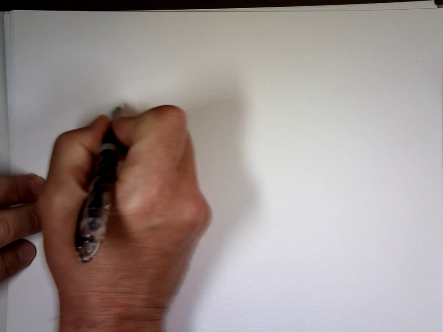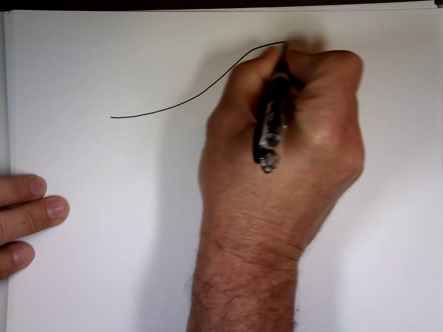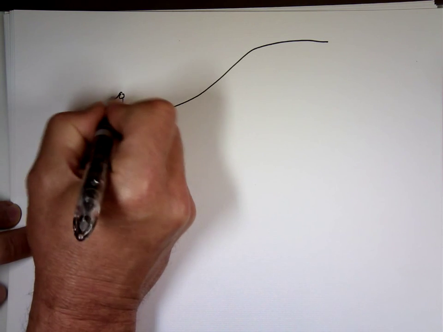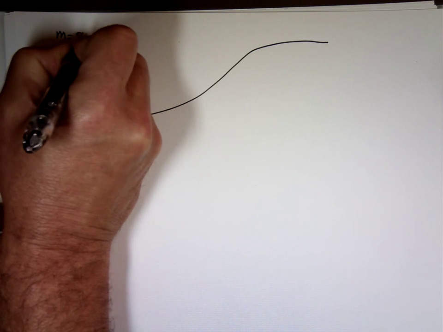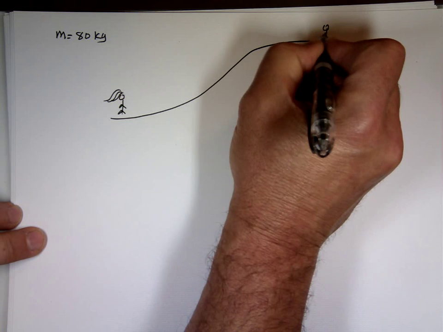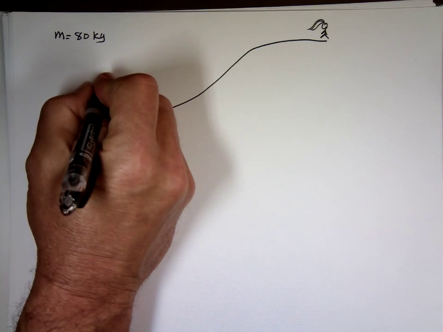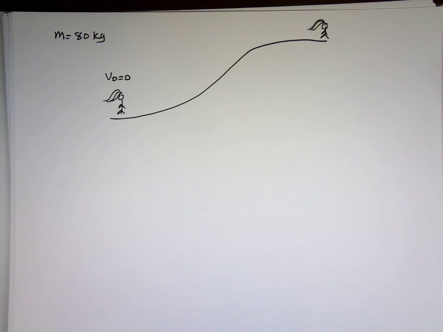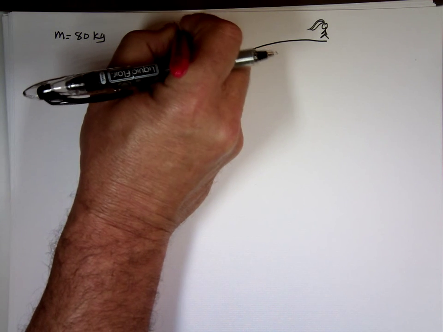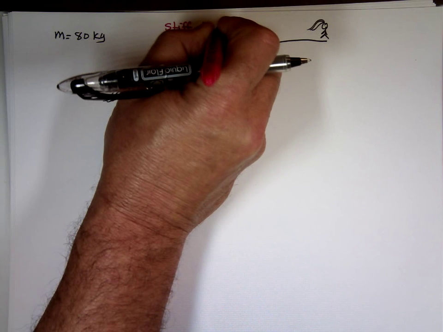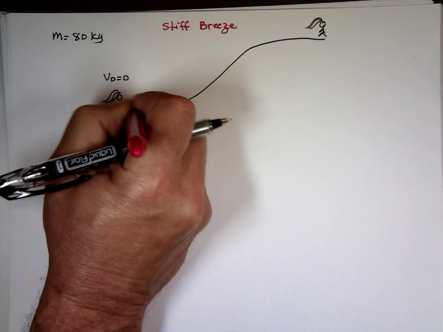We have a jogger that's running uphill. An 80-kilogram jogger. Here's a young lady. The mass, 80 kilogram. And she's going to run up the hill. Start from rest. So initial velocity is what? 0. Run uphill. And in this case, we have a stiff breeze. Well, stiff breeze, that means what? That means the wind was pushing back on her. So we can't neglect that.